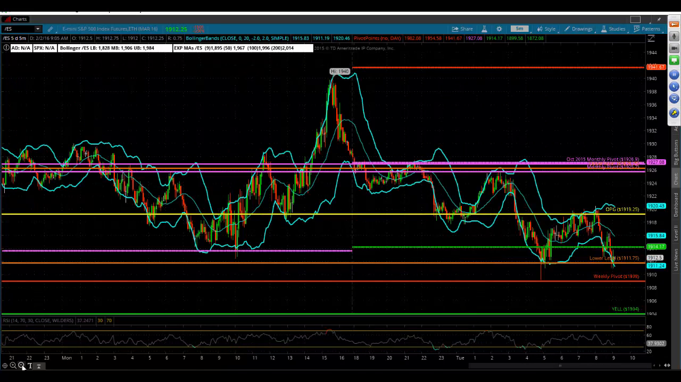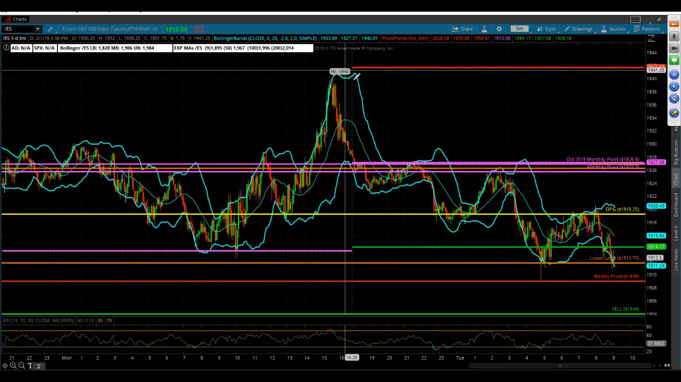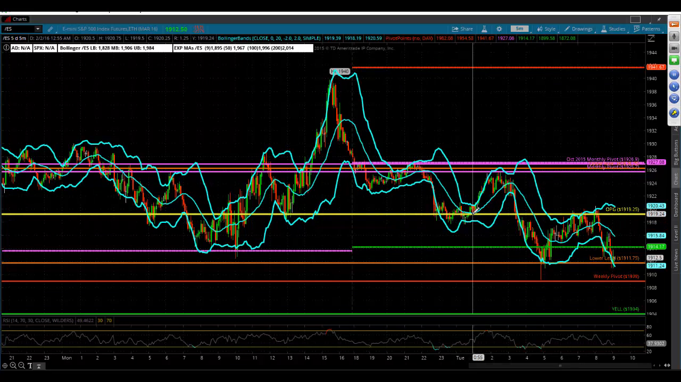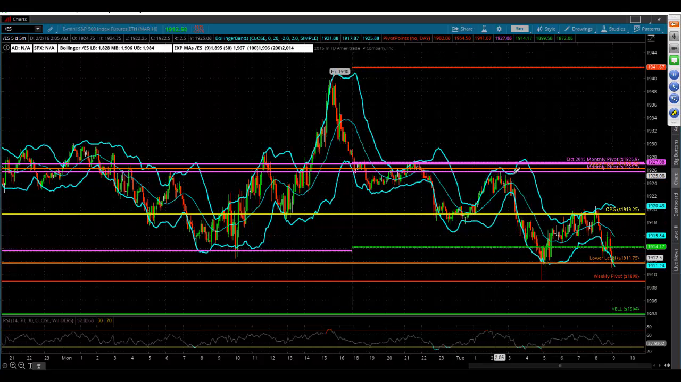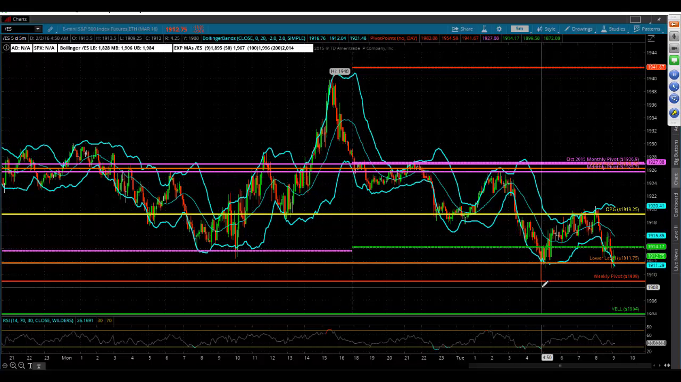The 1919-1920 area has been key. Let me zoom out here. It was key here. That was the launching point for the move up to 1940. It tried to hold here as support, and it did bounce back up to the monthly pivot where it failed right at the Europe Open, and they took it straight down to the weekly pivot.